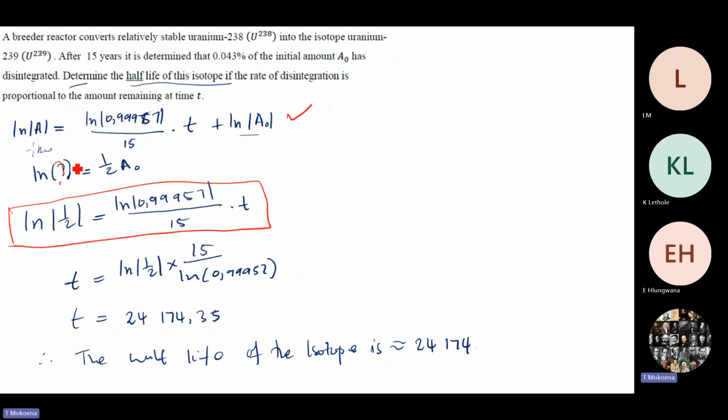You can just remember our ln A, which is isotope over there. We're going to have ln of 1 over 2a this, which will be equals to, you can substitute the equation there, which is ln of 0.99957, right? Divide by 15, multiply by time, and then we have ln A naught.